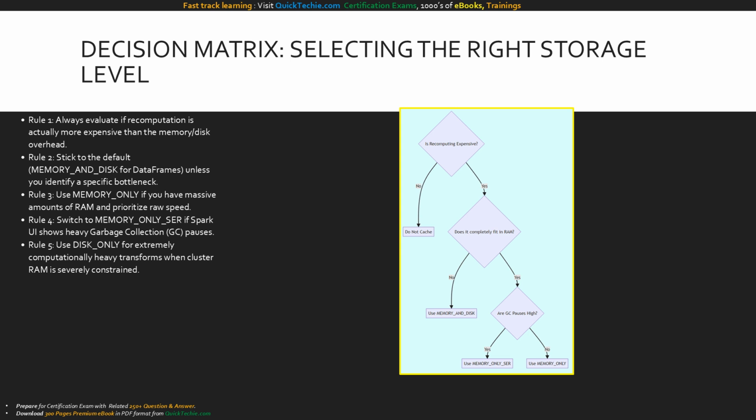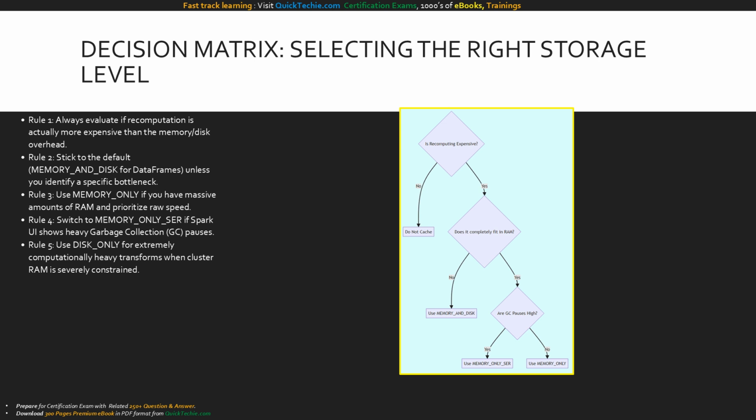However, if you open your Spark UI and notice heavy garbage collection pauses eating up your execution time, that means you have way too many Java objects choking the JVM. Switch immediately to memory-only SER. It shrinks the data and relieves the JVM instantly. Only use disk only if your transformation logic is incredibly expensive, like complex text parsing or machine learning feature engineering, and your cluster memory is severely constrained. Follow these rules, and you will optimize flawlessly.